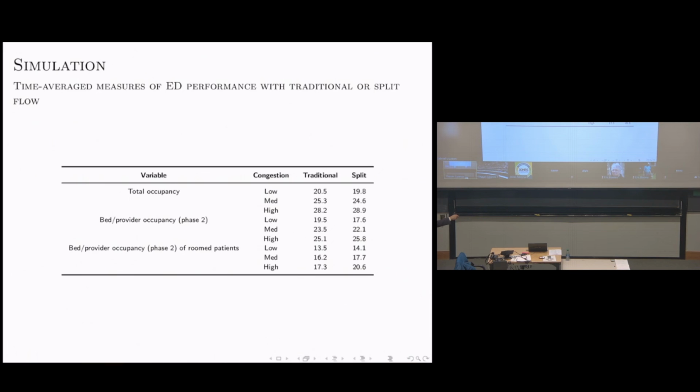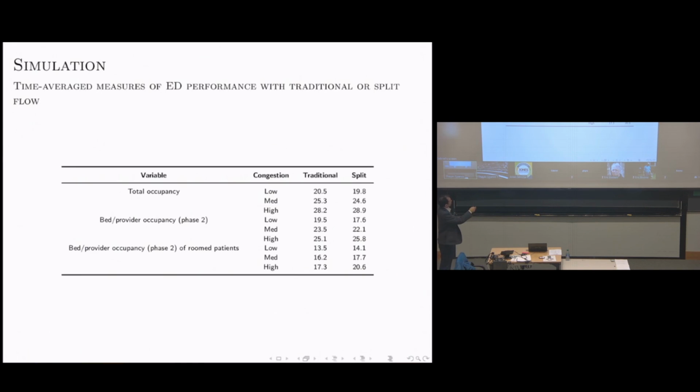From the first three rows, you see there's really not a huge significant difference in how many people are in the ED. That's not changing too much in the simulation model where I'm implementing the estimated effects from my previous slide. But if you look at the occupancy at phase two, which includes both the vertical area and the main room ED, you do see some reduction in occupancy as a result of the split flow model. So this is lower than this, this is slightly lower than this, and this is a little bit higher. So for low and medium congestion, this is the case.